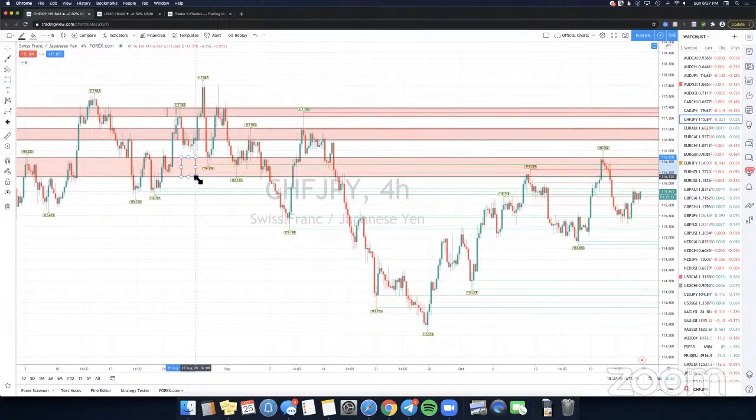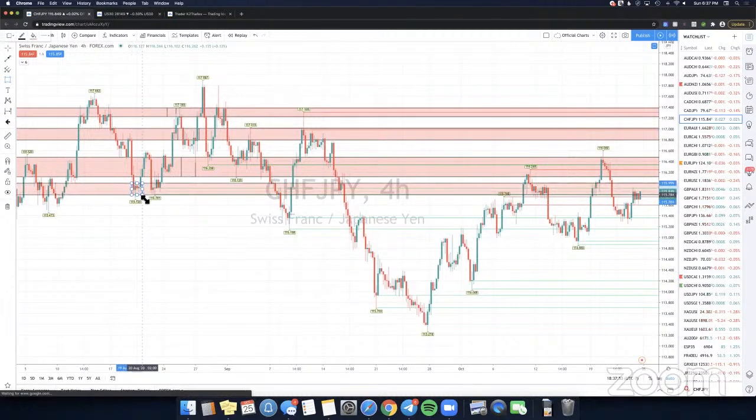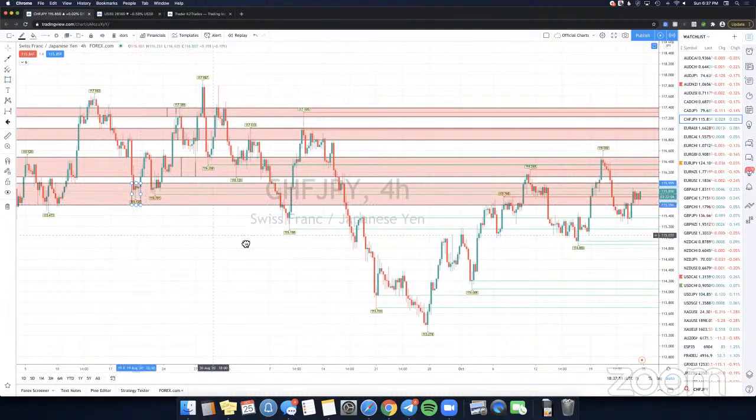This one looks kind of messy. They're kind of overlapping a lot. All right.